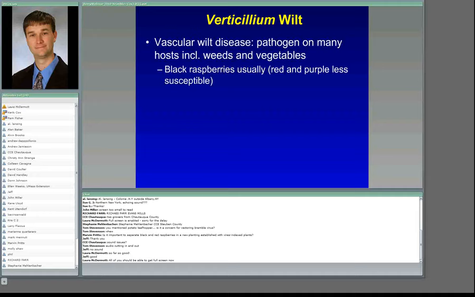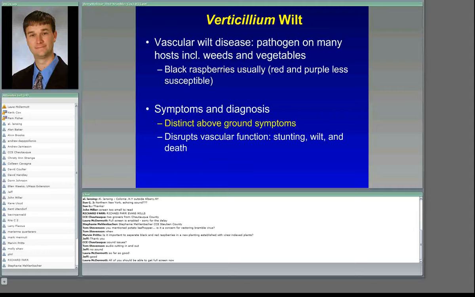The fortunate thing is this has some distinct above-ground symptoms to look for. This one is easy to identify, and not only in brambles but other small fruit crops as well. And of course, when it disrupts vascular function, it's kind of like not giving the plant enough water. It will be stunted, wilt, and verticillium can kill the plant.